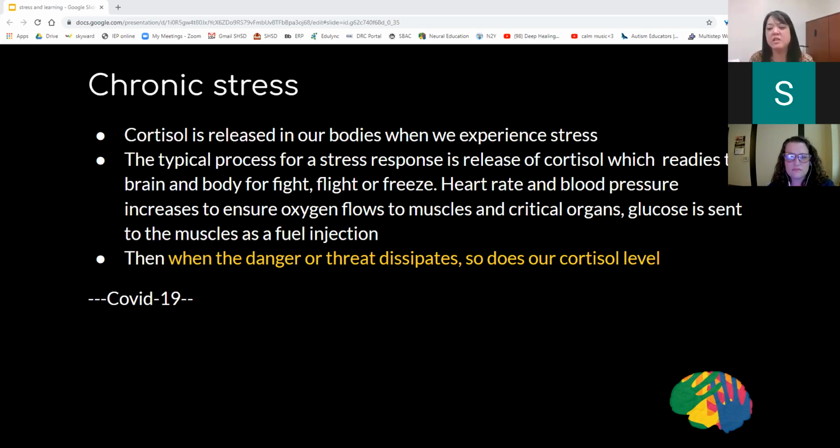But with a situation like COVID, where we're living in this constant state of stress, right? Our bodies, our brains are not experiencing that dissipation or that decrease in cortisol. So what's happening with COVID-19 is we end up being in this state of hypervigilance, right? We are always on the lookout. We're looking for the danger. Where do I need to wear a mask? Is that person wearing a mask? Is it okay for me to touch this shopping cart? All those kinds of things.